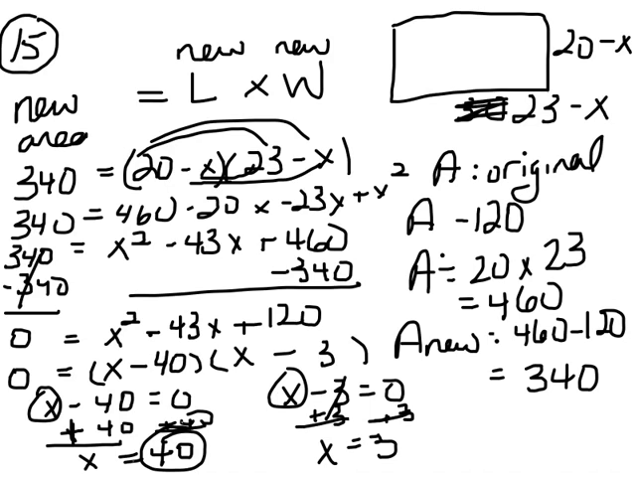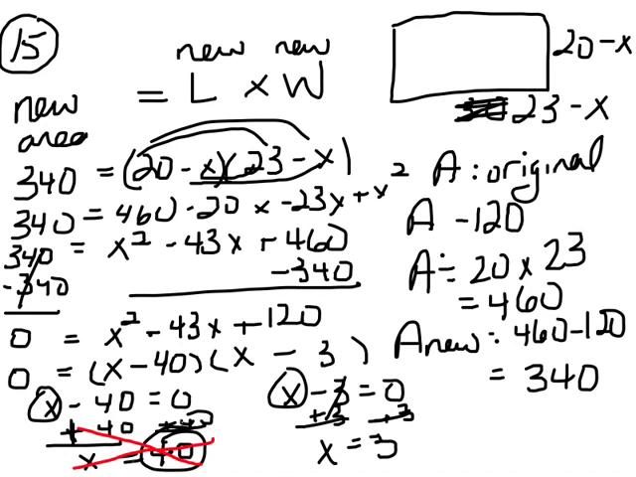They want the dimensions of the new rectangle. Okay, so let's think about this. I'm going to come up here and change colors. I got to figure out what the new dimensions are. If I say x is 40, I get 20 minus 40 is negative 20. Can we have a negative length? No, we can't, so I can cross that one off.